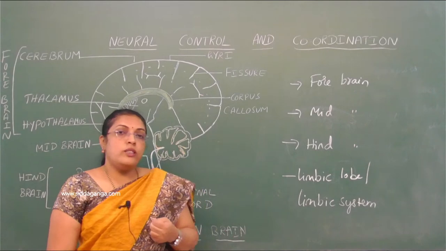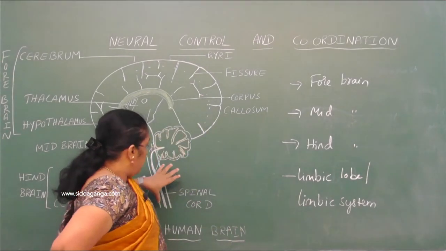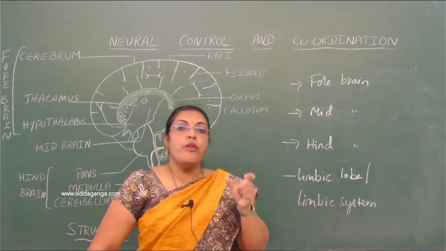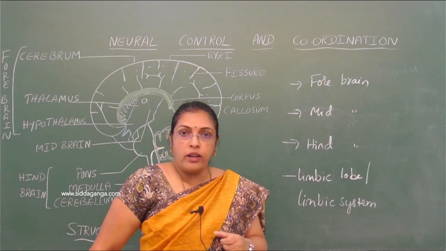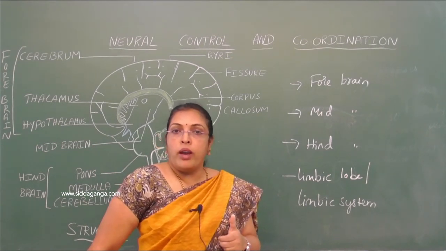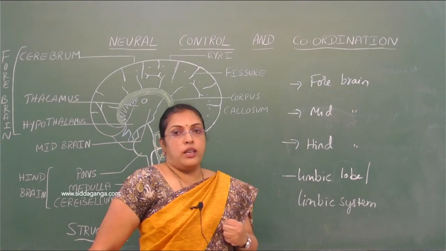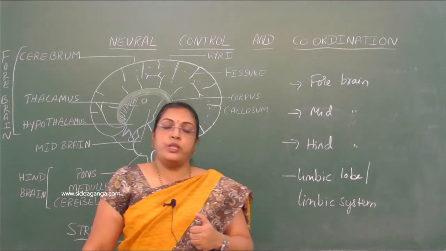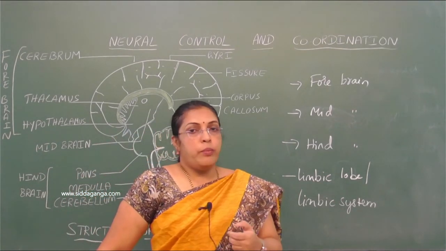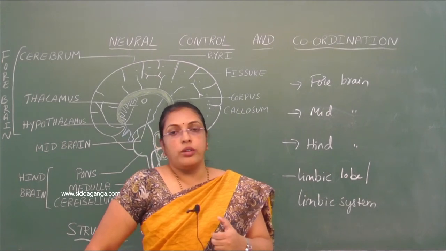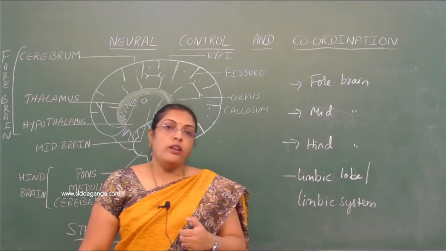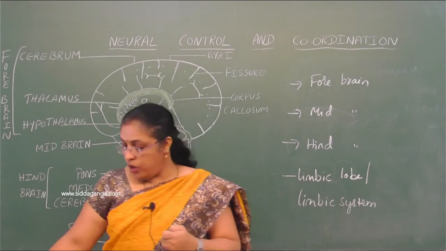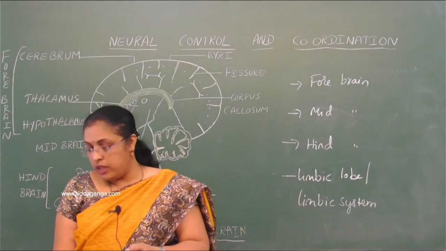So we know that this brain continues as the spinal cord into the vertebral column through a foramen called foramen magnum. The spinal cord is the main center where we see reflex activities. That is about the function of the spinal cord. So this is about the brain. In detail, we'll discuss this chapter in your regular classes. Now we'll see the slide related to this.